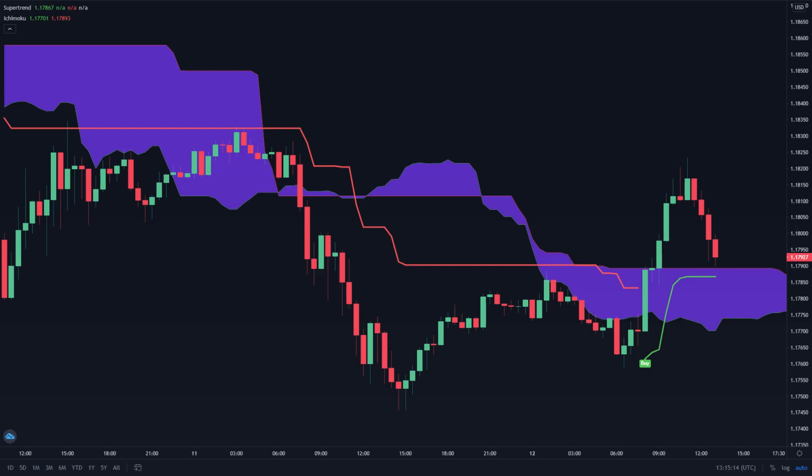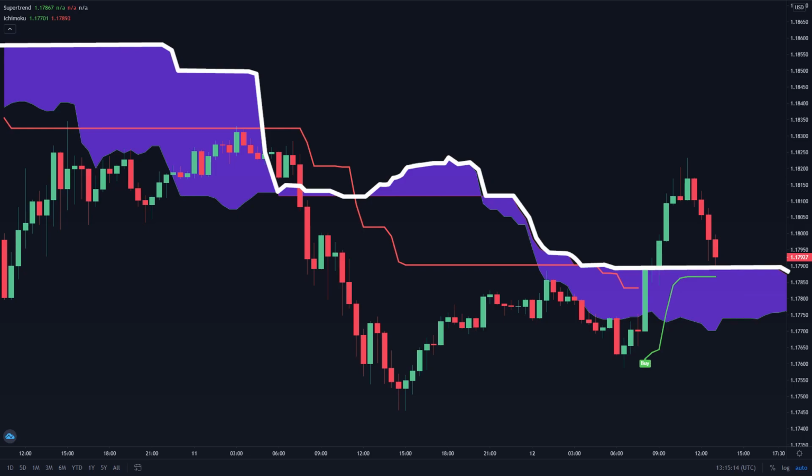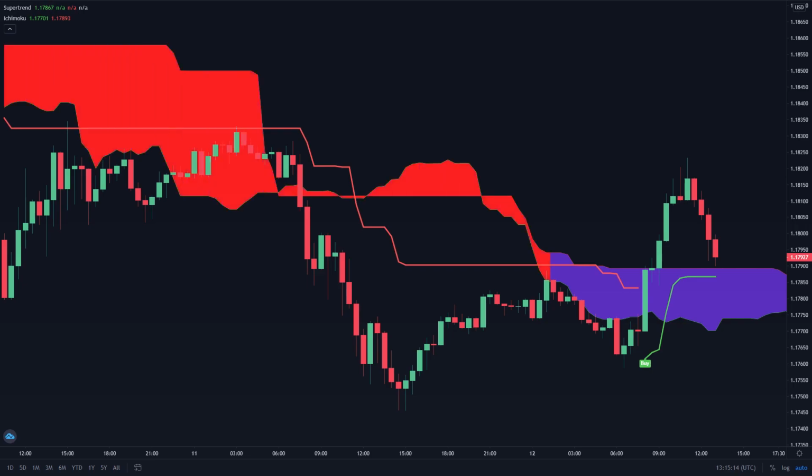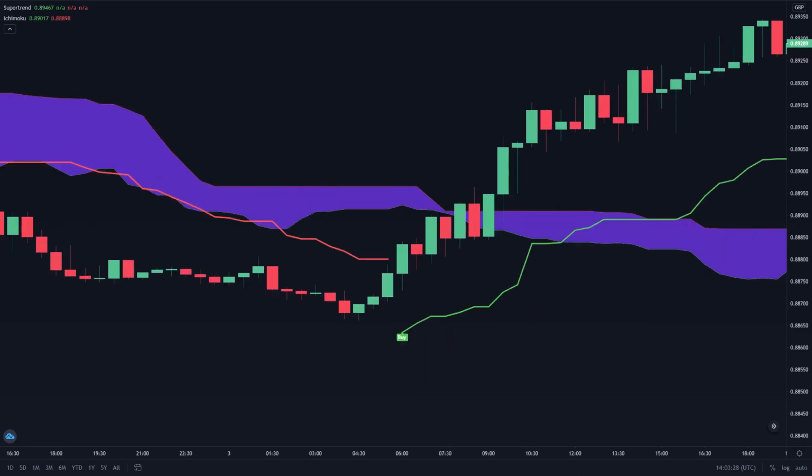The rules of the Kumo cloud is very simple. If the price is above the Kumo cloud, you only take buy signals. And if the price is below the Kumo cloud, you only take sell signals. But if the price is inside the clouds, you don't take any positions. Let me give you an example.